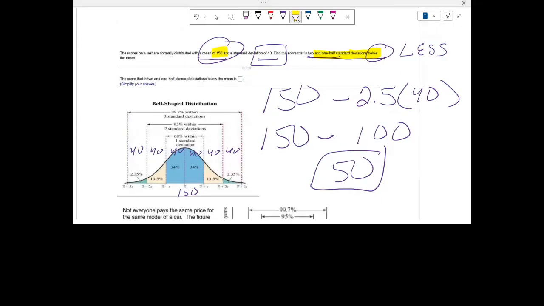So, y'all, when we're talking about scores that are below, they're going to be smaller than the average, right? If we talk about test scores that are above, they're going to be higher than the average.